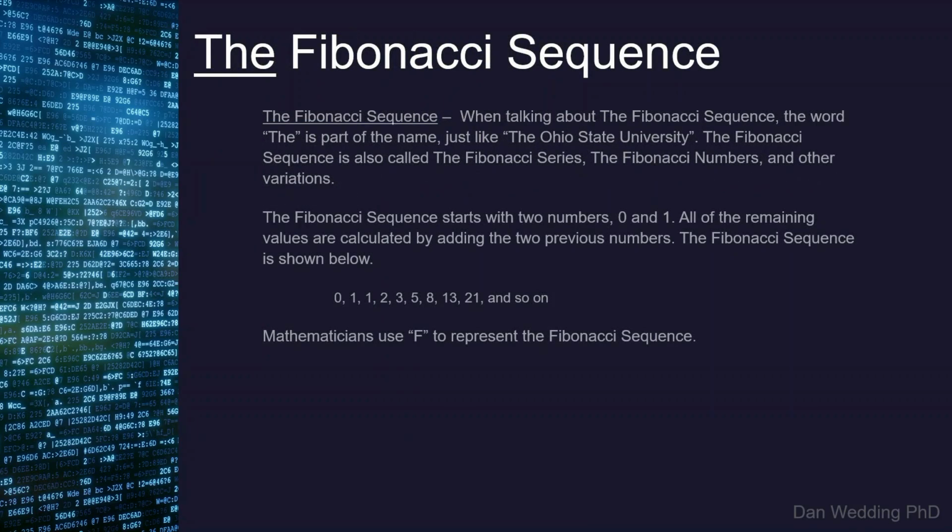When talking about the Fibonacci sequence, the word "the" is part of the name, just like The Ohio State University. The Fibonacci sequence is also called the Fibonacci series, the Fibonacci numbers, and other variations. The Fibonacci sequence starts with two numbers, 0 and 1. All of the remaining values are calculated by adding the previous two numbers. The Fibonacci sequence is shown below.